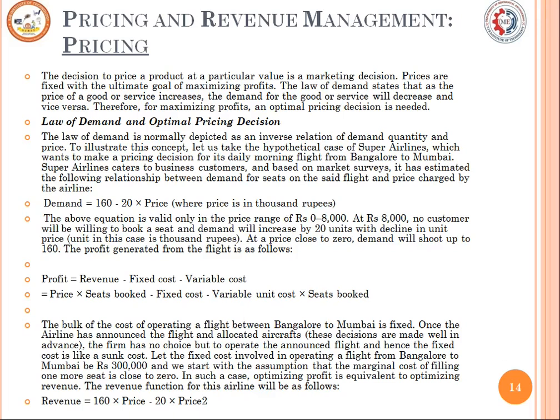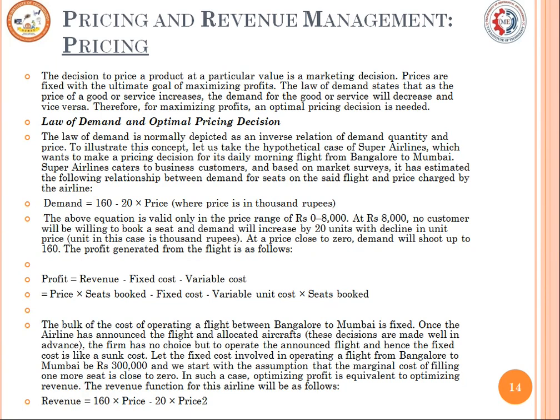Super Airlines caters to business customers. Based on a market survey, it has estimated the following relationship between demand for seats on the flight and the price charged by the airline. Demand is equal to 160 minus 20 times the price, where price is in 1000 rupees. The equation is valid for the price range between 0 and 8000 rupees. At 8000, no customer will be willing to book a seat, and demand will increase by 20 units with each decline of one unit in price. At a price of 0, demand will shoot up to 160.